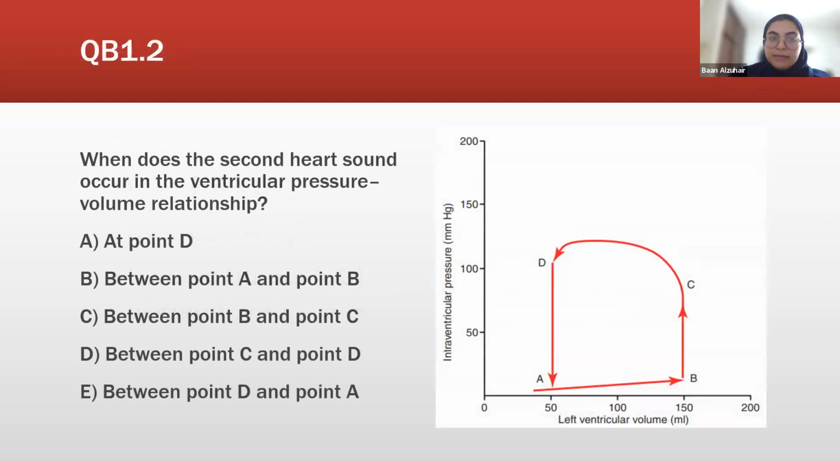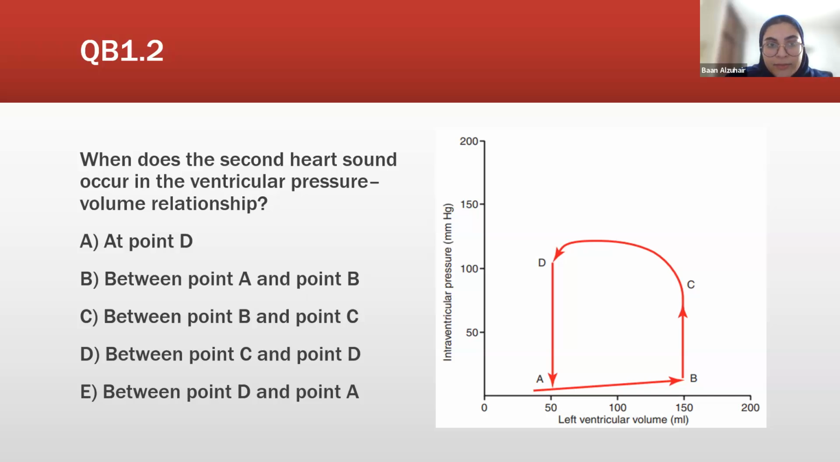Okay, so same diagram, same scenario. When does the second heart sound occur in the ventricular pressure volume relationship? Okay, whoever said A, you guys are correct.